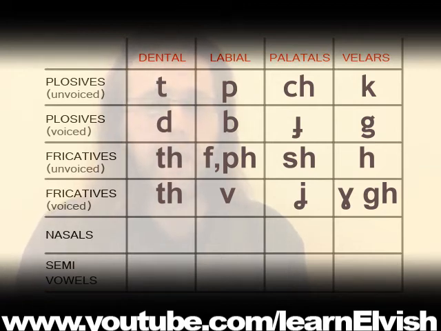Okay, next come the nasals. The first two are simple enough, the dental nasal being the N, as we use the front teeth when pronouncing, and the M for the labial, as we use both lips.